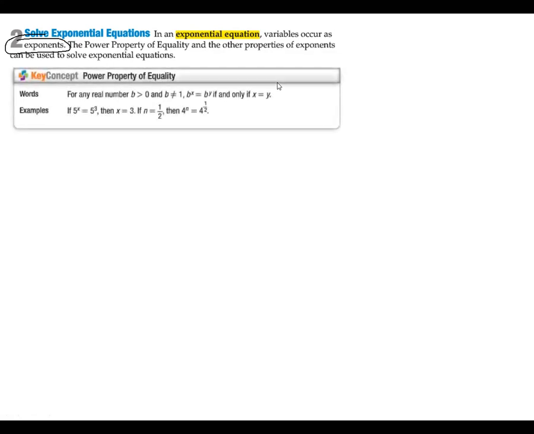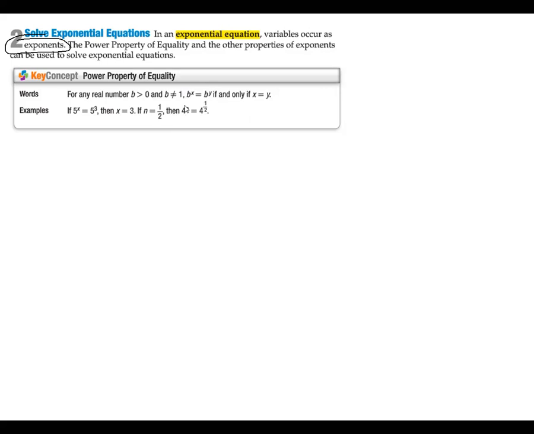Well, the power property of equality says that if you have two bases set equal to each other, then their exponents have to be equal to each other. So in words, that says for any real number b, and b is not equal to 1, b to the x equals b to the y if and only if x equals y. In other words, two exponential expressions with the same base are equal if and only if their exponents are equal.